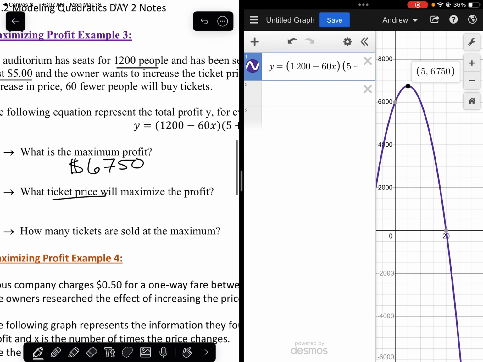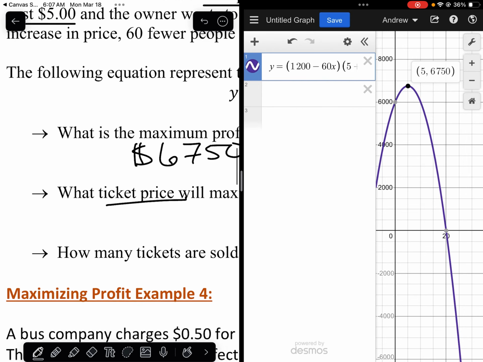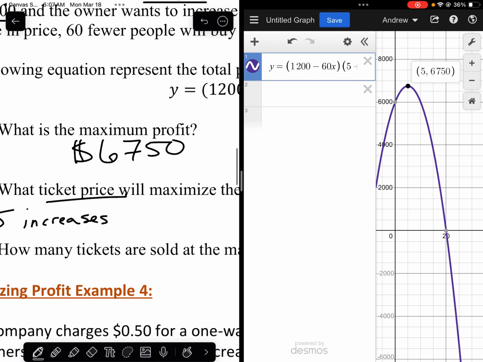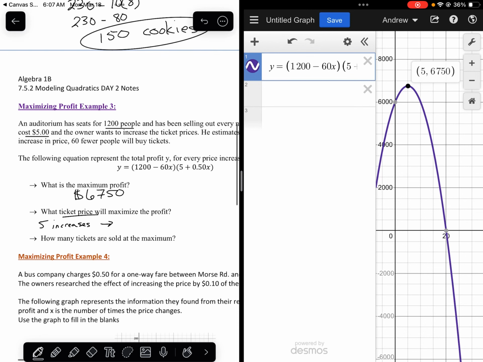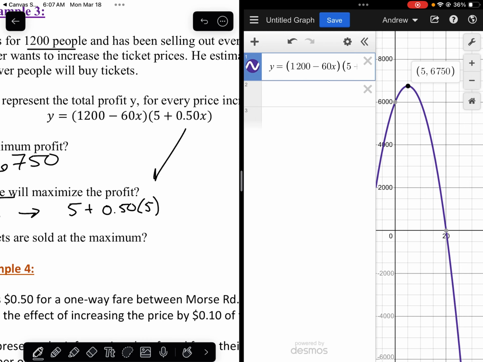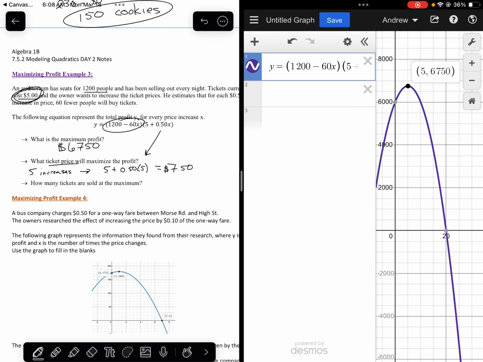Ooh, be careful here. So 5 is not the ticket price. That would be 5 increases, which means that the new ticket price, if you recall, was originally $5. So it'd be 5 plus 0.50 times 5 increases, right? Because this is the price. This one is the number of tickets sold. Okay, so 5 plus 2.50 is $7.50. So $7.50 per ticket.